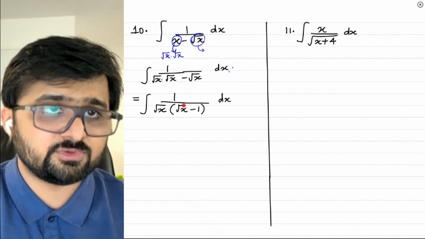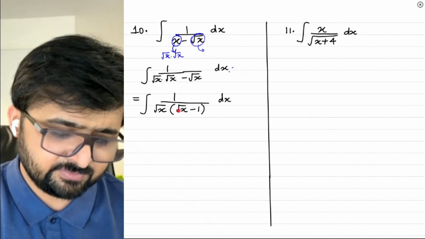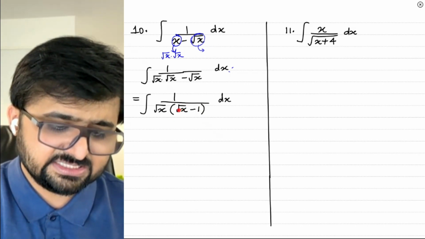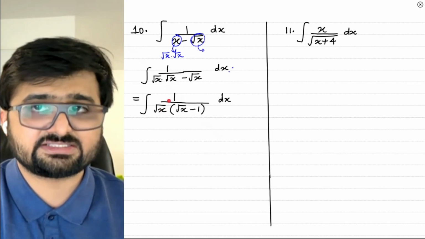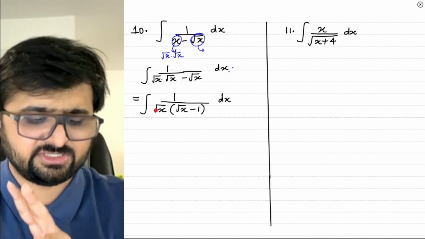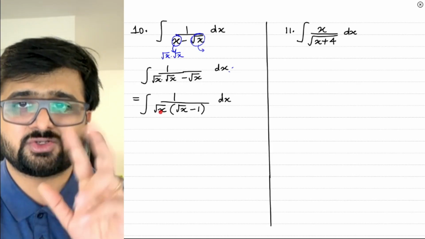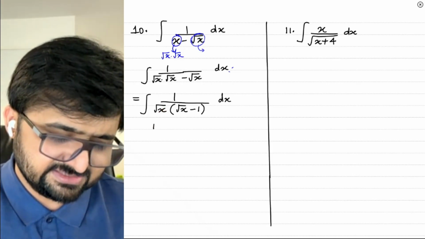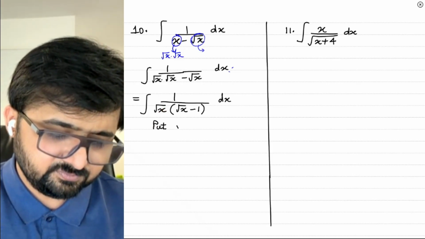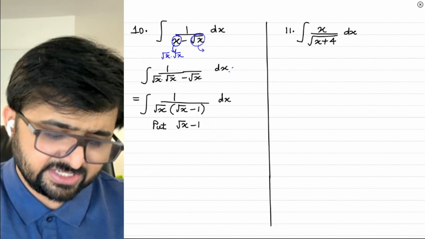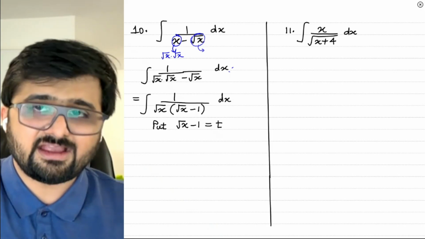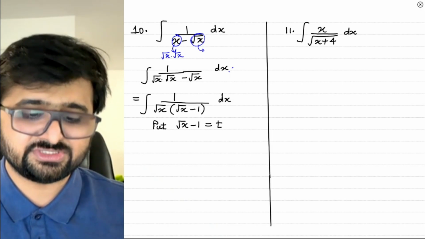Let's say we put square root of x minus 1, because the derivative of square root of x is 1 upon 2 square root of x. That 2 is not present, but that square root of x is present. The 2 can be managed. So let's say put square root of x minus 1 is equal to t. I hope that logic makes sense. Why do we do this?